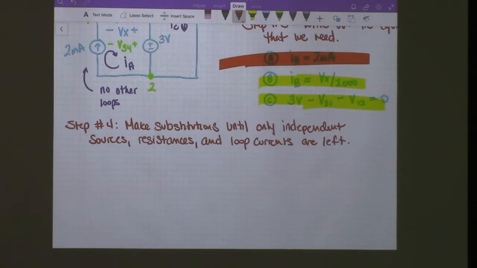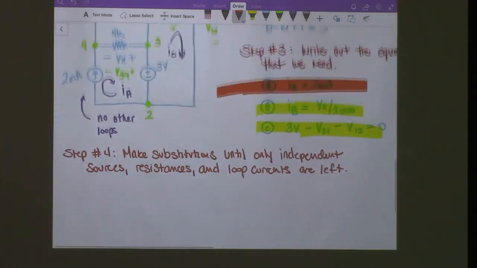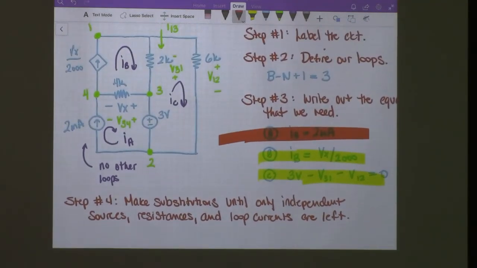we're going to make substitutions until only the independent sources, the resistances, and the loop currents are left, right? Because that's the end point that we're trying to get to. When we have the linear algebraic form of this and we solve, we're going to have the independent sources, whatever values they are, we'll have the resistances, and we'll have the loop currents. We don't want to have anything like an I12 or V12 left in the equations, as they don't have a place in the final form.